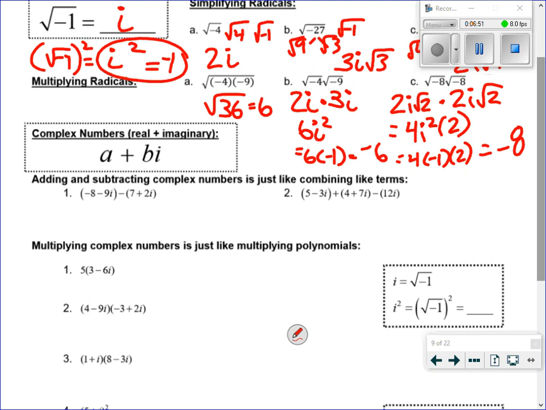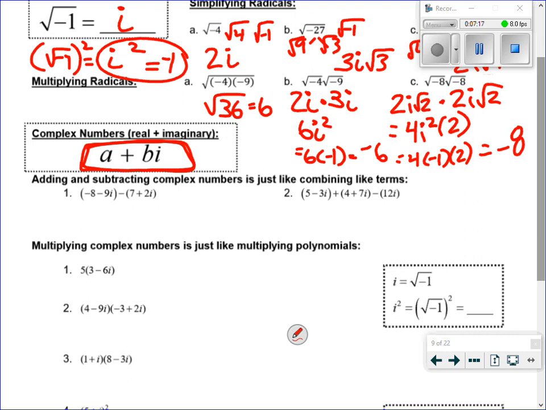So, when you have your complex numbers, once again thinking about our math grammar, we always have a real and an imaginary value. So you always write your real value first, and then your imaginary value. So let's think about questions 1 and 2.